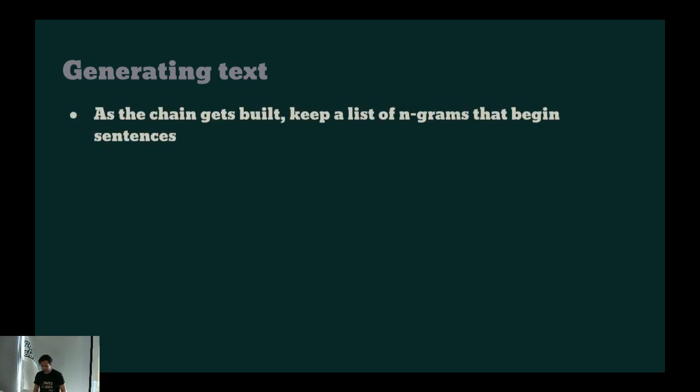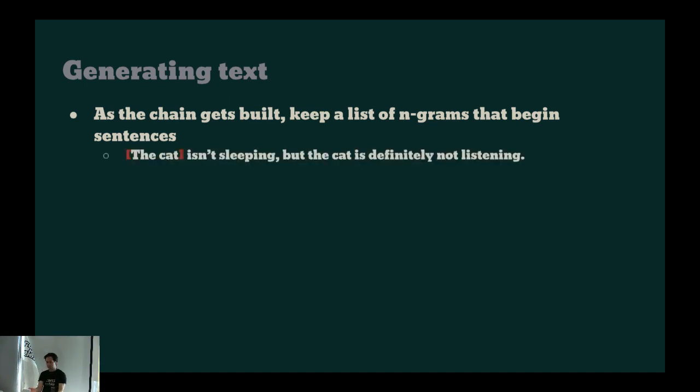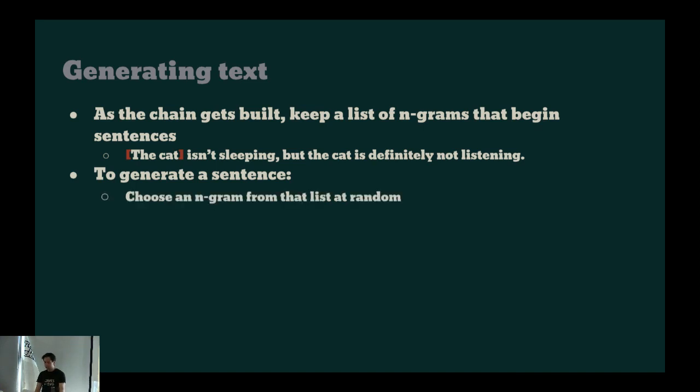Okay, so let's actually generate some text. So here's how I generated the text. As I build the chain in the manner I showed you earlier, I keep a separate list of all the words that actually start sentences, or all the prefixes that start sentences. I keep those in a separate list. So for example, in the sample sentence I showed you, the cat isn't sleeping, the cat, I would add that to a separate list. To actually generate a sentence, I pick from those candidate starting prefixes randomly. I pick one, and then we choose an n-gram from that list.